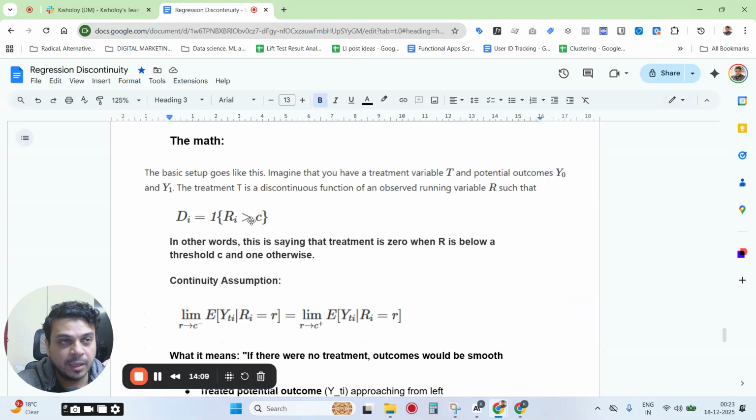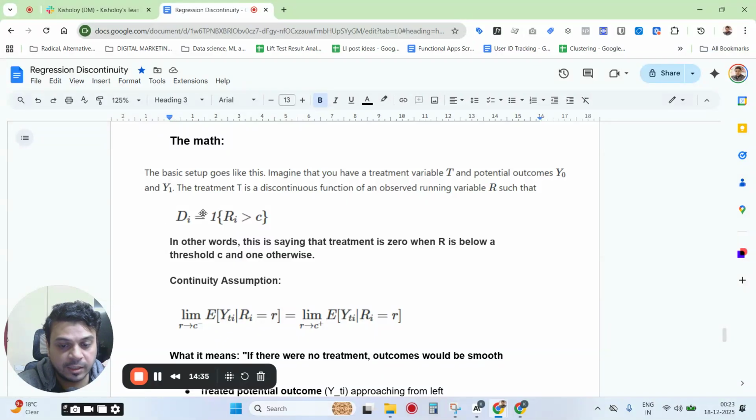I'm not going to go into very technical details here, but just basic equations. So the basic setup is this is the indicator. It just shows whether or not the treatment is being given, and that is given by whether or not this running variable r is actually greater than a threshold value. And if it is greater than a threshold value, then you get 1, otherwise it just says 0.